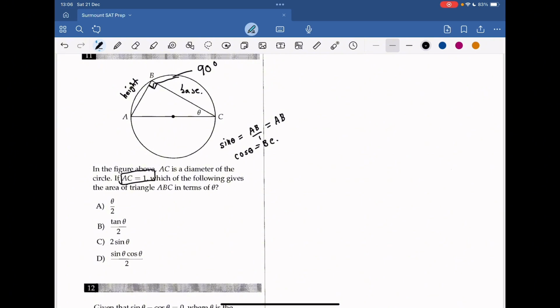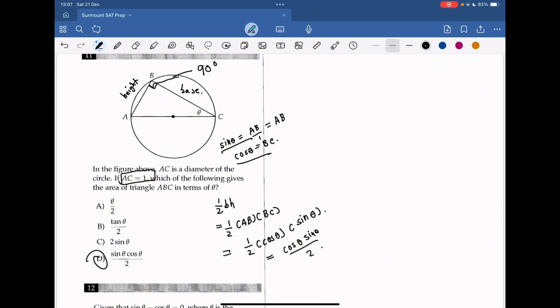Now all we need to do to compute the area of a triangle is 1 over 2 times base times height, and our height value is AB, and our base value is BC. And we know that in terms of cosine and sine, we represent AB and BC, so we can just substitute that value in. So we get 1 over 2 times cosine theta times sine theta, and that's basically cosine theta sine theta over 2, which is answer choice D.